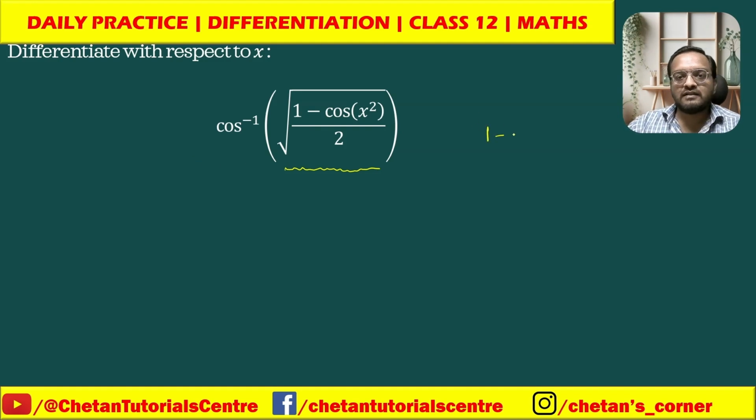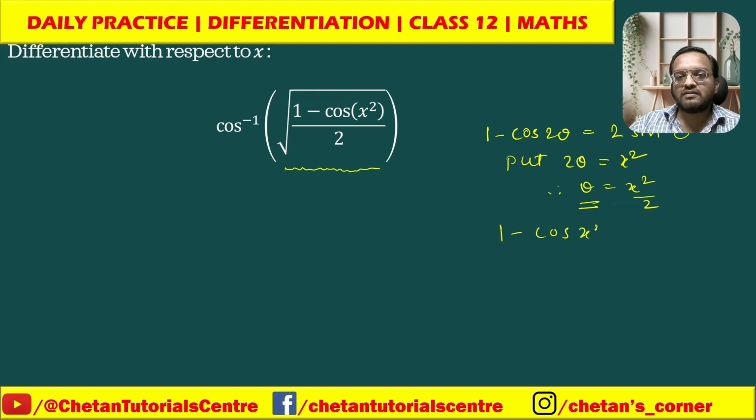Now we all know that 1 minus cos 2 theta is equal to 2 sine square theta. We'll put 2 theta is equal to x square. Therefore the value of theta will be x square divided by 2. So I will put 2 theta is equal to x square, and in 2 sine square, instead of theta I will put x square upon 2. On dividing both the sides by 2, what I will get? Sine square x square by 2.